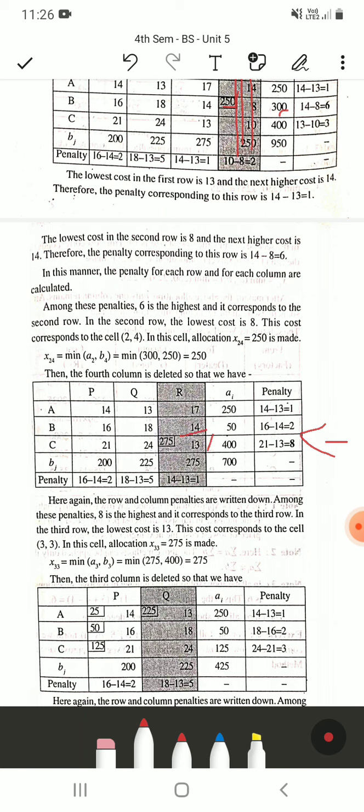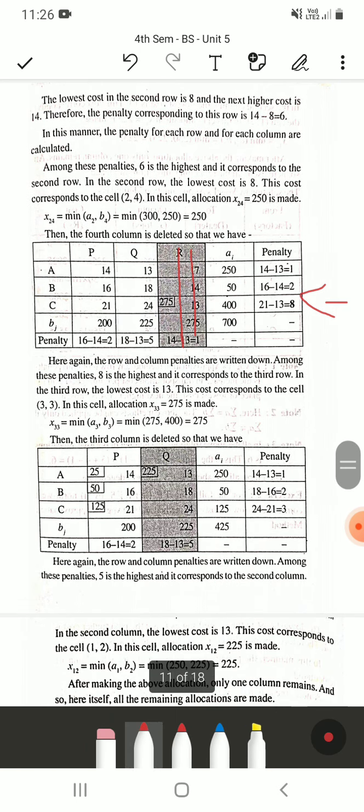So the allocation is made in these three values wherever they have the lowest cost value. So it is 13. You have to make allocation between 275 and 400. So the lowest cost is 275. Therefore R is exhausted. So you are remaining with PQ, and here it is 400 minus 275, which is 125. It is written in the next table. Again calculate the penalty for the values.